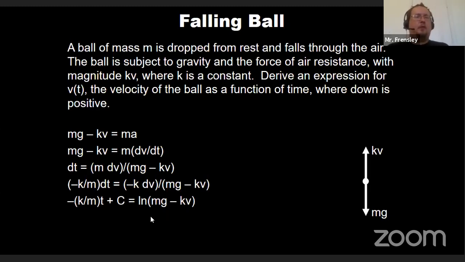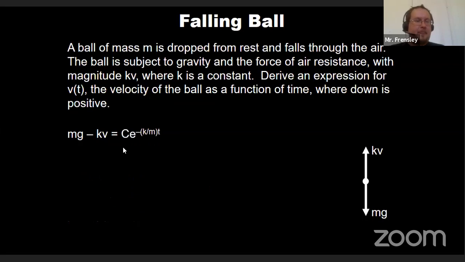Now, we raise e to both sides in order to get rid of the natural log. So now we have mg minus kv without its logarithm equal to e to the minus k over m t. But a plus c becomes a times c when you raise e to the something power. So this plus c becomes a different number times c, but we don't know what the number is, so it doesn't matter.